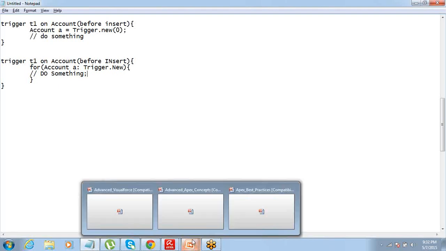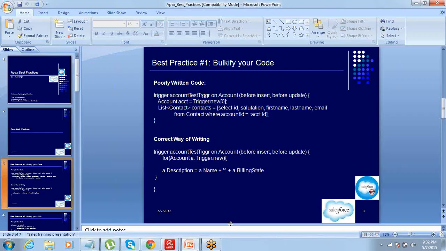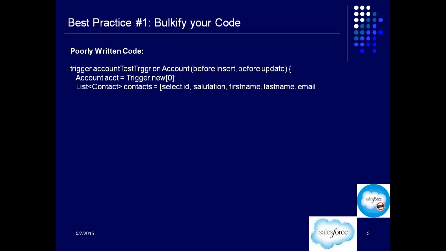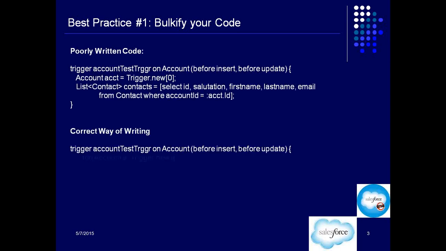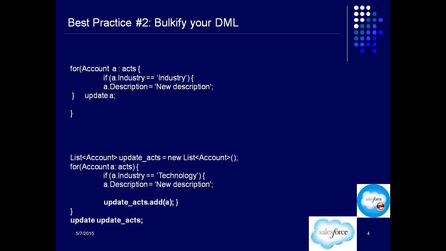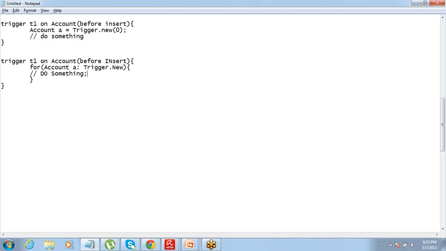Now, this is a wrong trigger. The correct way of writing a trigger is to use this approach. So this is the correct way of writing a trigger. That's the first thing. Second, always bulkify your DML statement. What is bulkifying my DML statement?